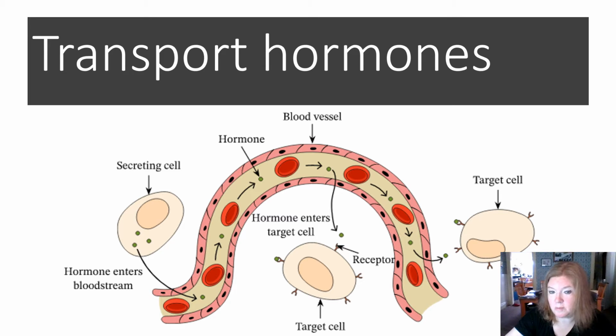And the way those hormones do is by traveling through the cardiovascular system. And then they will attach to target cells that have the right receptor. So the hormone and the receptor are a perfect match. If the target cell doesn't have the right receptor, the hormone is not going to do anything to that cell.